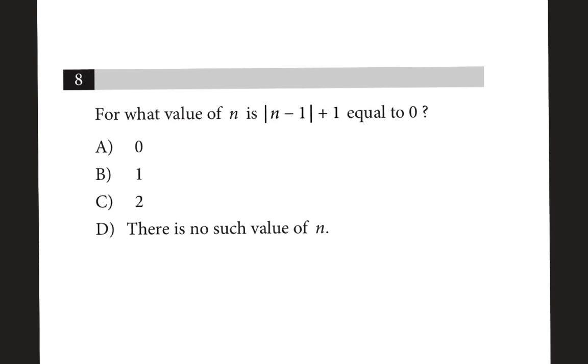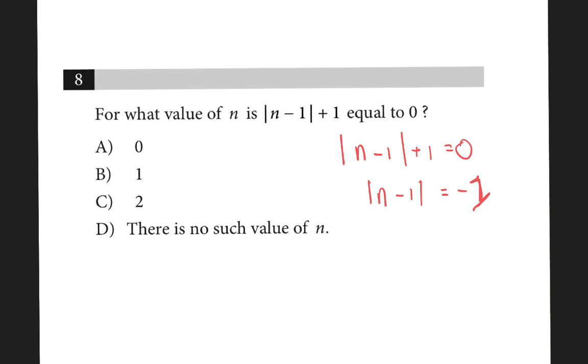All right, so here's the other question. This is actually one that is a little advanced, but it's straightforward if you understand it. So it says, for what value of n is the absolute value of n minus 1 plus 1 equal to 0? The first thing I'm going to do is rewrite it. So the absolute value of n minus 1, plus 1 equals 0. From there, let's try to isolate everything. And that equals negative 1.